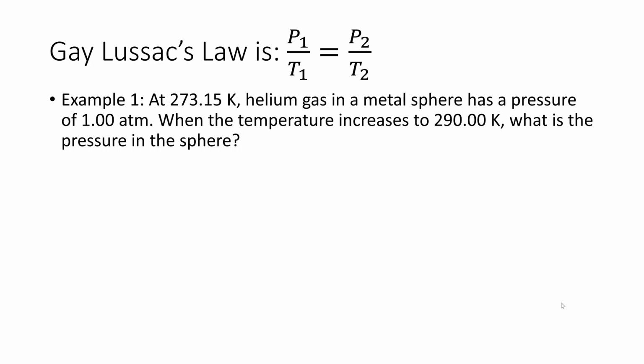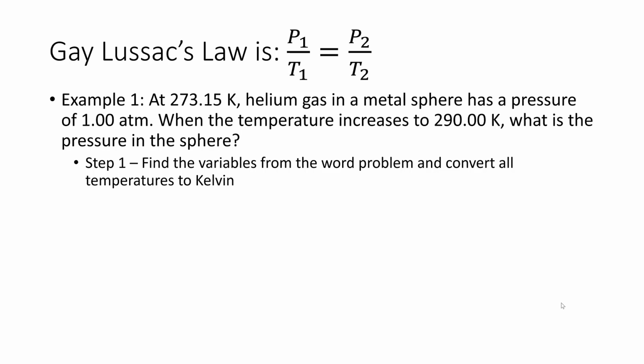But the first thing that we're going to do to attack this problem is find the variables, right? We need to find all the variables from the word problem, and then we also need to make sure that all of our temperatures are in Kelvin. Because remember, we cannot do any of these math problems unless the temperatures are in Kelvin. Let's go ahead and find the variables from the word problem. Let's repeat it.